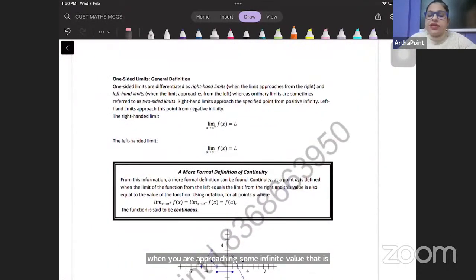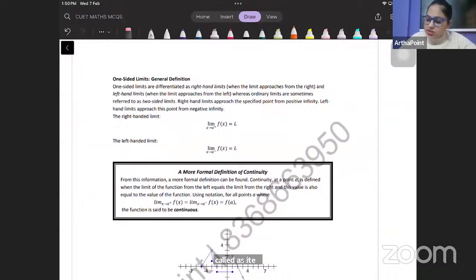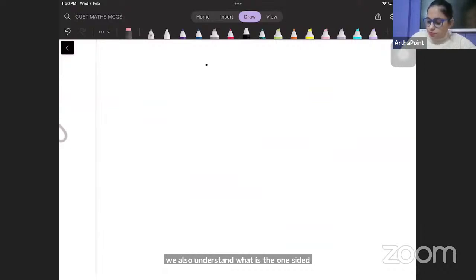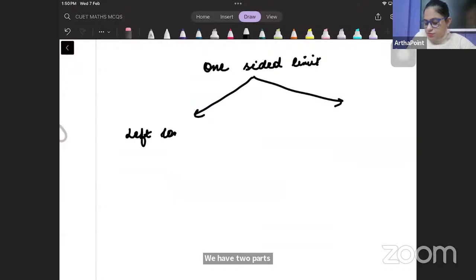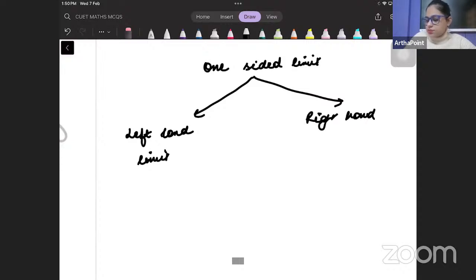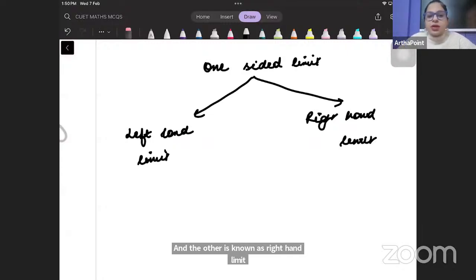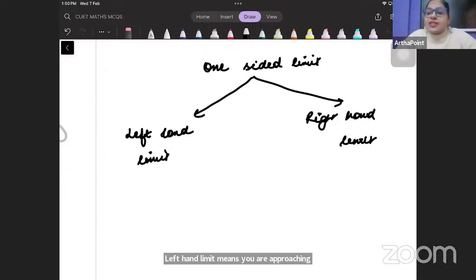Okay. We need to also understand what a one-sided limit is. In a one-sided limit we have two parts, beta. One we call the left hand limit, and the other is known as the right hand limit. Right, beta. Left hand limit means you are approaching the function from the left hand side.